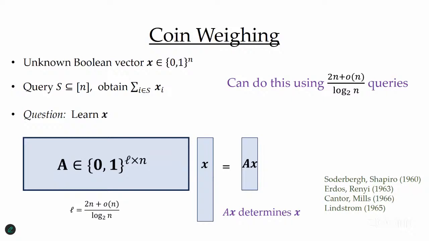Alternatively, you can think of it as a matrix, and this is the unknown vector. There's an L cross n matrix A where L is roughly 2n by log n, so that if you know Ax, you can learn x. You can figure out what x is. This is a beautiful result. The problem was studied by Söderberg et al., but these constructions are due to Cantor, Mills, and Lindström. So you can actually shave off this log n. Is this clear? I'll not tell how it was done, but this is a primitive we'll be using.